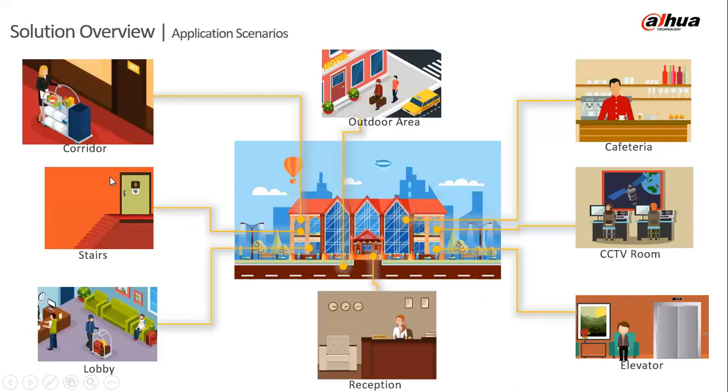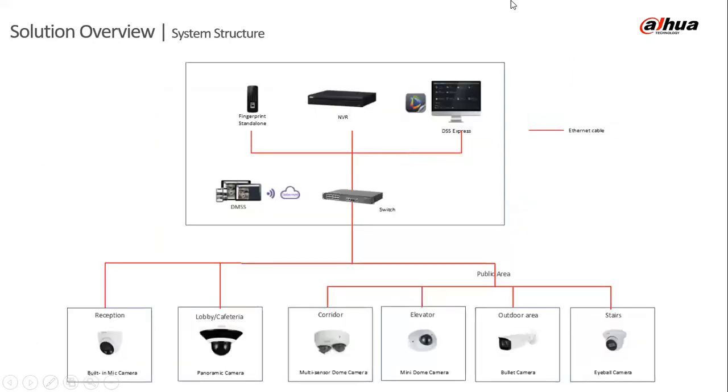In the solution overview, we're going to talk about some of the areas that need to be covered, things like surveillance in the corridor side, stair side, the outdoor part, cafeteria, CCTV room, the elevators, lobby, and the reception side. So the various aspects of a hotel solution.